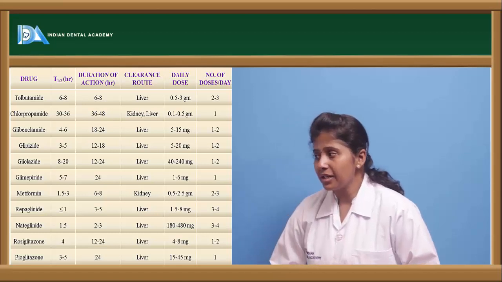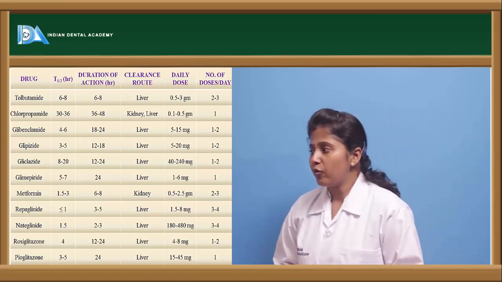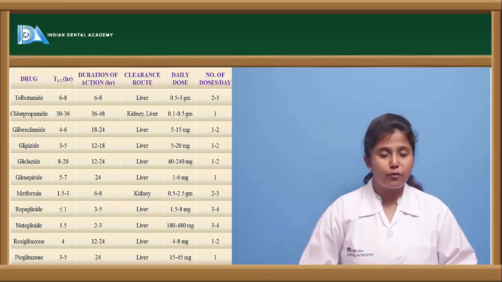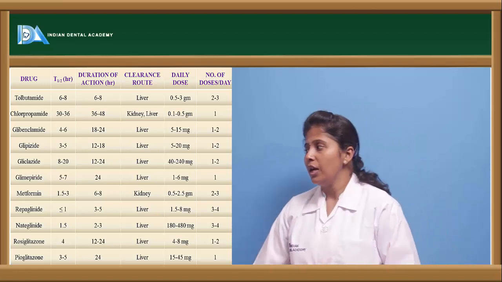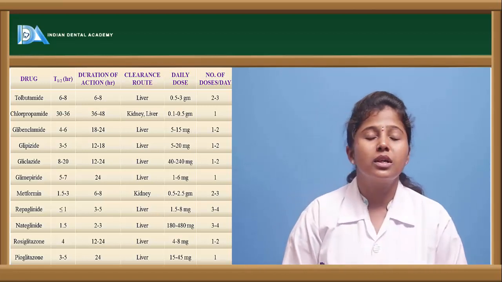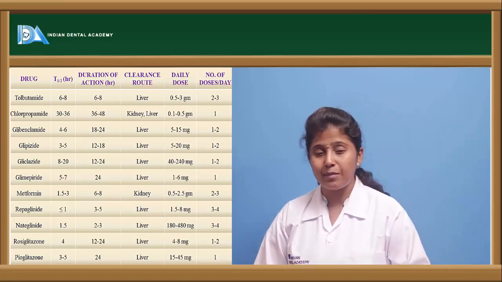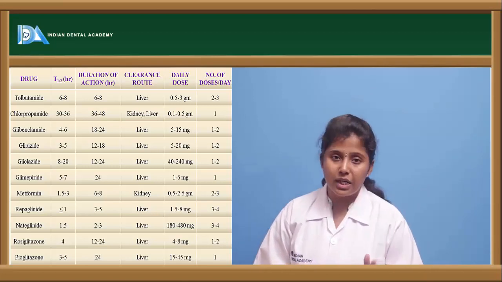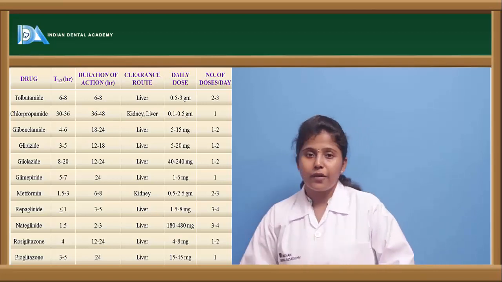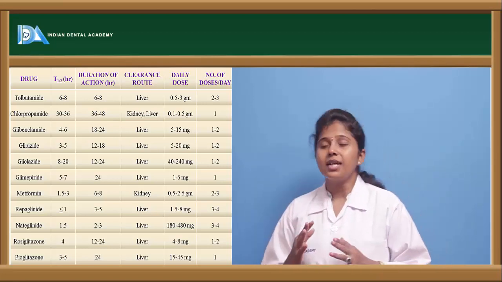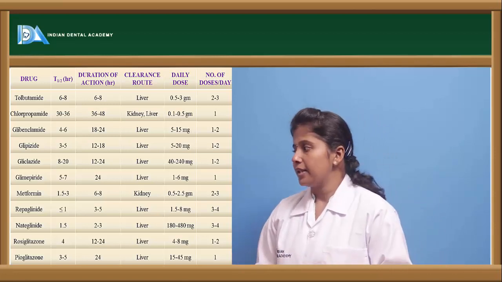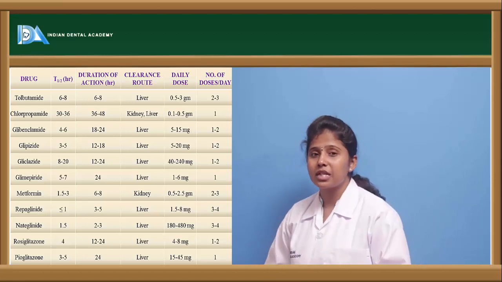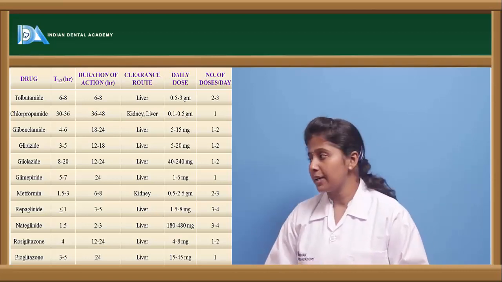The other drug is gliclazide, which has a T-half of about 8 to 20 hours, and the duration of action is 12 to 24 hours. It is also cleared through the liver, and 1 to 2 doses are given, with 40 to 240 mg per dose. The other drug is metformin, which has a T-half of about 1.5 to 3 hours, and the duration of action is about 6 to 8 hours. It is cleared through the kidney, and 2 to 3 doses are given daily, each containing 0.5 to 2.3 grams of drug.